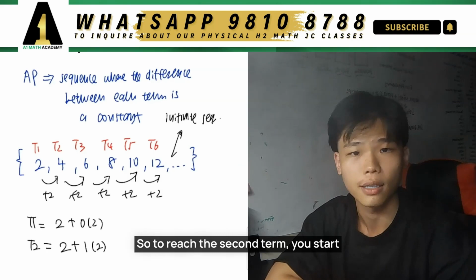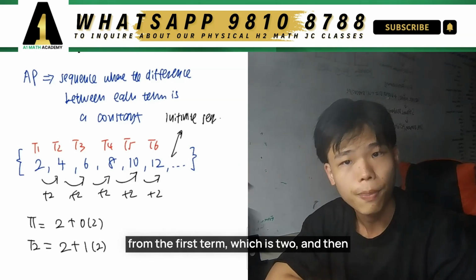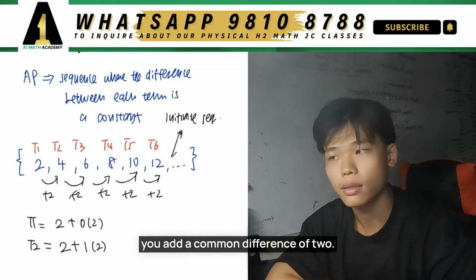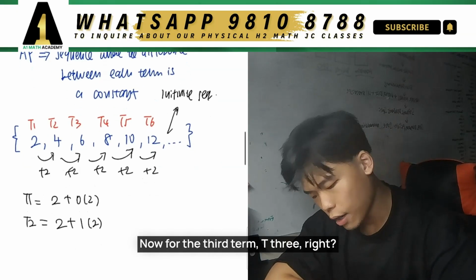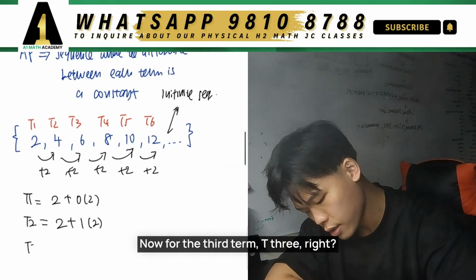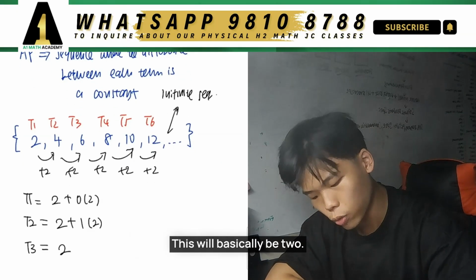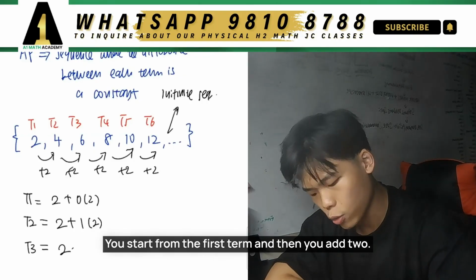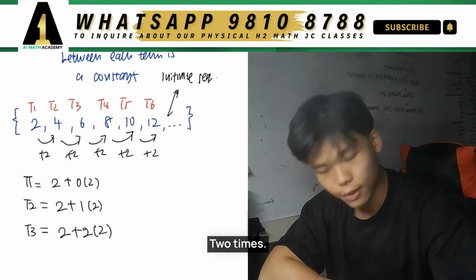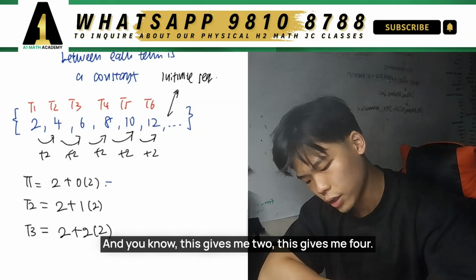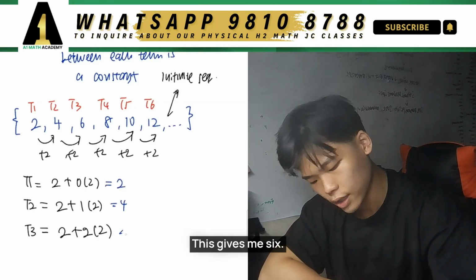So to reach the second term, you start from the first term, which is 2, and then you add a common difference of 2. Now for the third term, T3, you start from the first term, and then you add 2 how many times? 2 times. And this gives me 2, this gives me 4, this gives me 6.